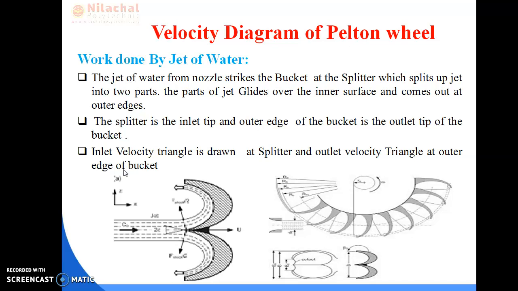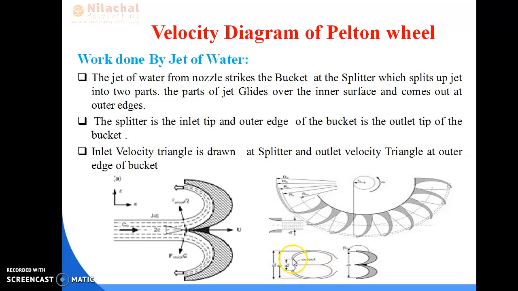In case of a Pelton wheel turbine, the blade is known as the bucket. This is the top view of the bucket. The bucket consists of two hemispherical cups or bowls. These two hemispherical surfaces or bowls are attached with each other at a section that is known as a splitter.